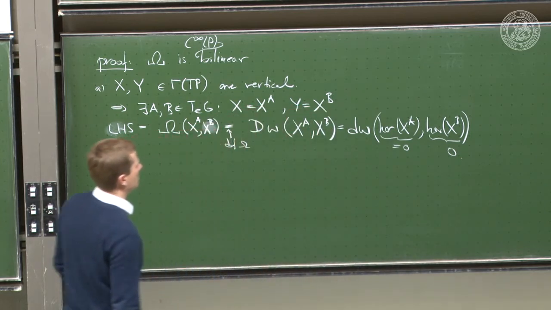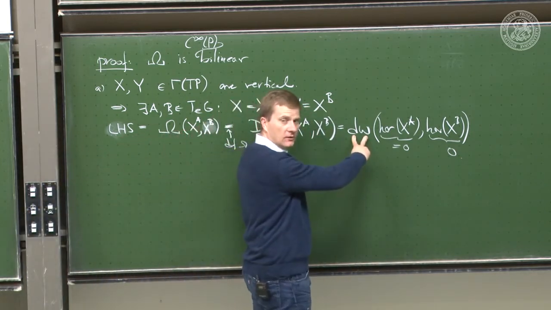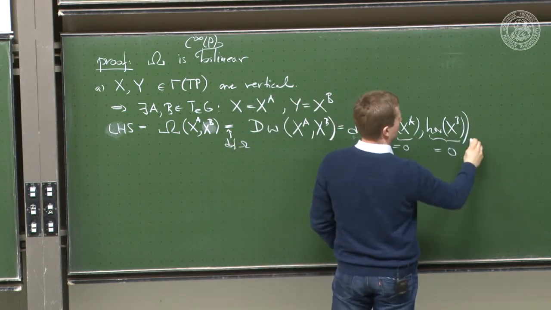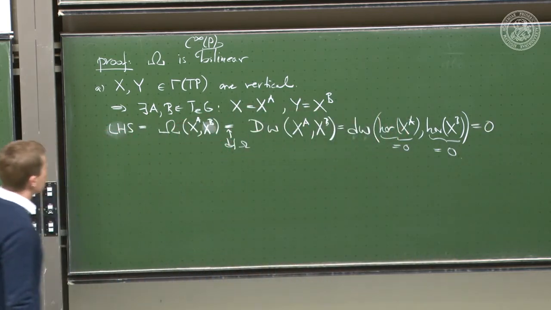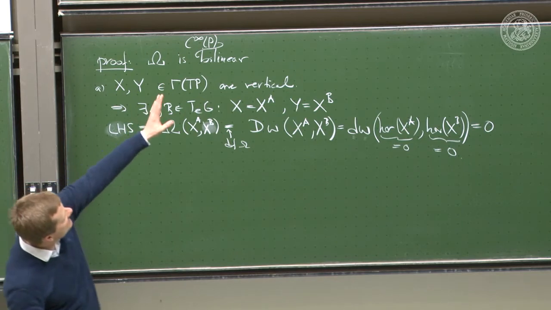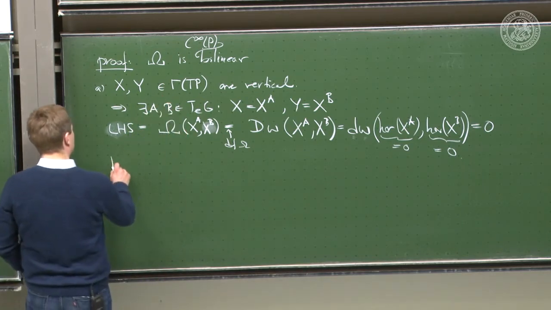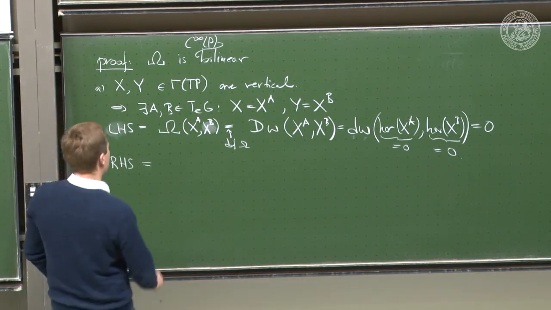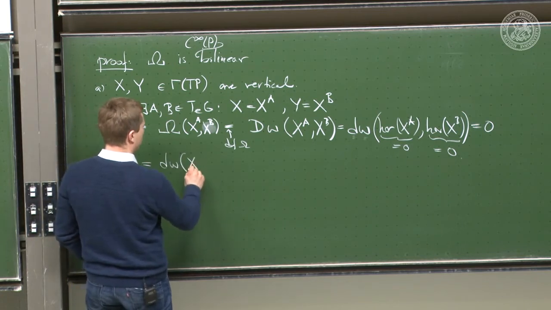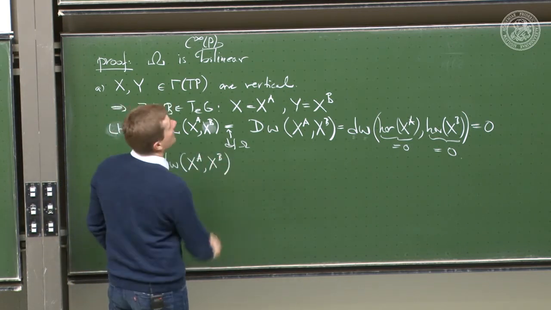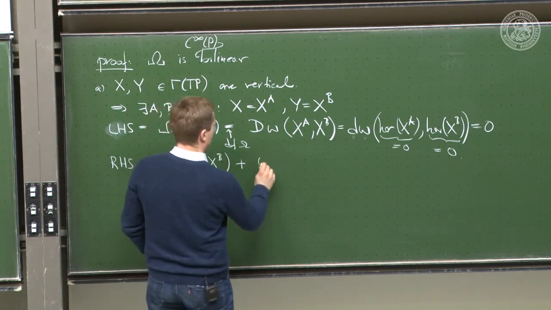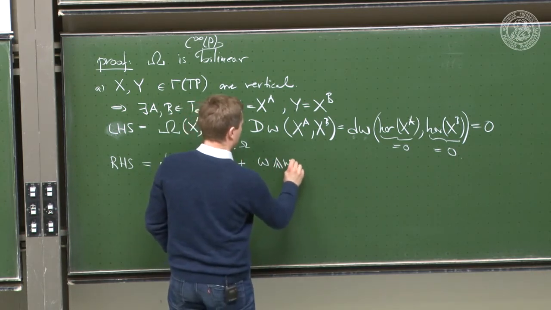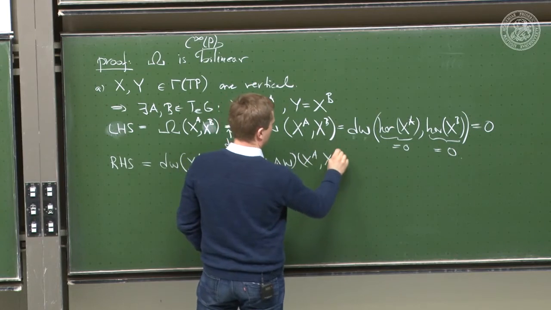We know this, okay? But then this is a Lie algebra valued 2-form, so it's bilinear. If one of the entries is 0, and here they're even both 0, then the whole thing is 0. So in this case of both vector fields being vertical, the left-hand side vanishes. So we better find that the right-hand side vanishes as well. So what's the right-hand side? Plugging in these vector fields, we have dω(X_A, X_B) plus ω double wedge ω of X_A, X_B.